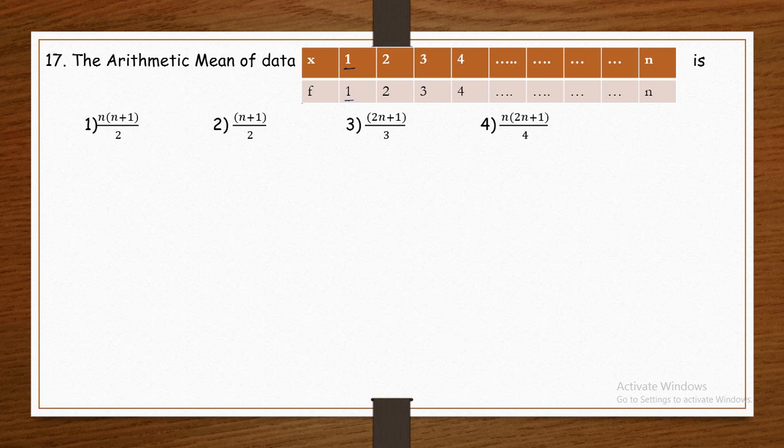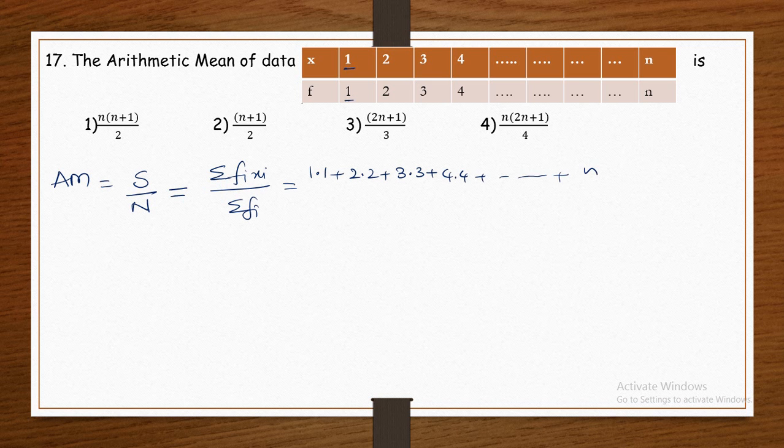Now what is he asking? Arithmetic mean. So arithmetic mean is given by, what is the formula? Sum of observations by number of observations. So what about the sum of observations? Here we need to consider the formula sigma fi xi by sigma fi. So the sum of the product of frequency and observation divided by the sum of frequencies, which is given by 1 into 1 plus 2 into 2 plus 3 into 3 plus 4 into 4 and so on, n into n, divided by the sum of frequencies.